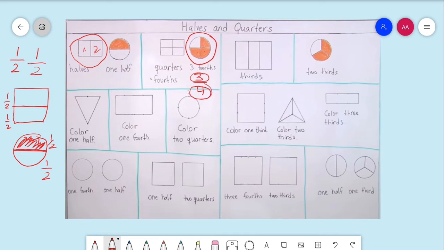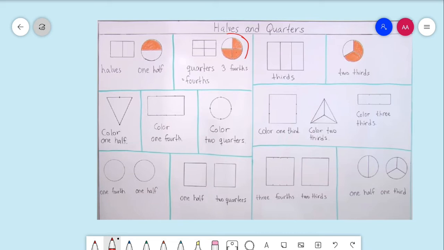This is quarters or fourths. If you see, there are 4/4. So this is 1/4, 2/4, 3/4 and 4/4. Quarter normally represents 1/4. This is called a 1/4.